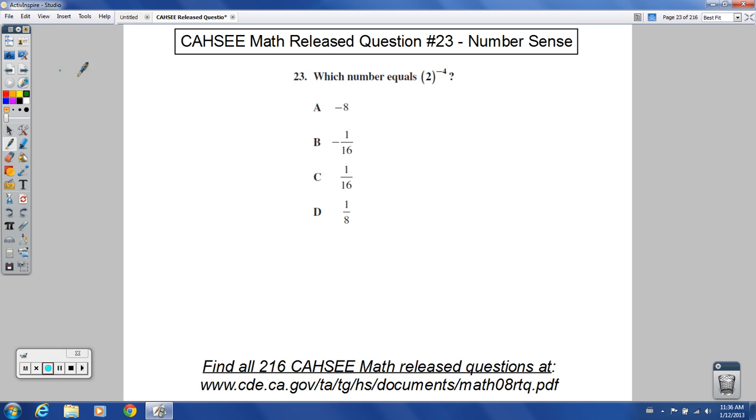Whenever you see a problem like this, I want you to think of taking this and putting it over 1. Make it a fraction. When you have negative exponents, make it a fraction, put it over 1. So I'm going to rewrite that. 2, it has parentheses. I don't really need the parentheses there, but I'll include them since they had them there. 2 to the negative fourth over 1.